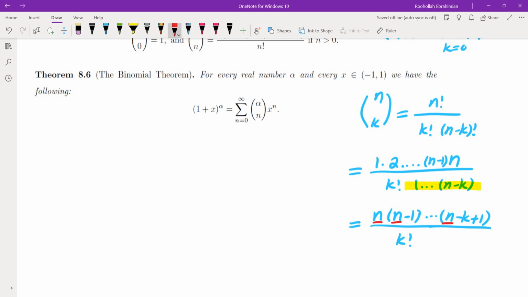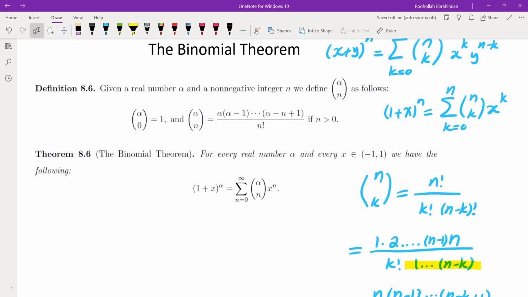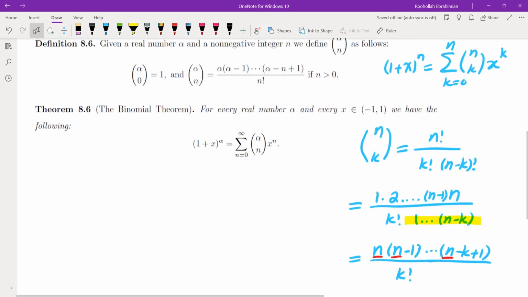Now, this definition allows us to define this binomial coefficient for any n, because then n could be anything. And this brings me to definition 8.6. Given a real number alpha and a non-negative integer n, we define alpha choose n as follows. Alpha choose 0 is 1, and alpha choose n is alpha times alpha minus 1 all the way to alpha minus n plus 1, over n factorial. So that's exactly the definition that I have at the bottom.